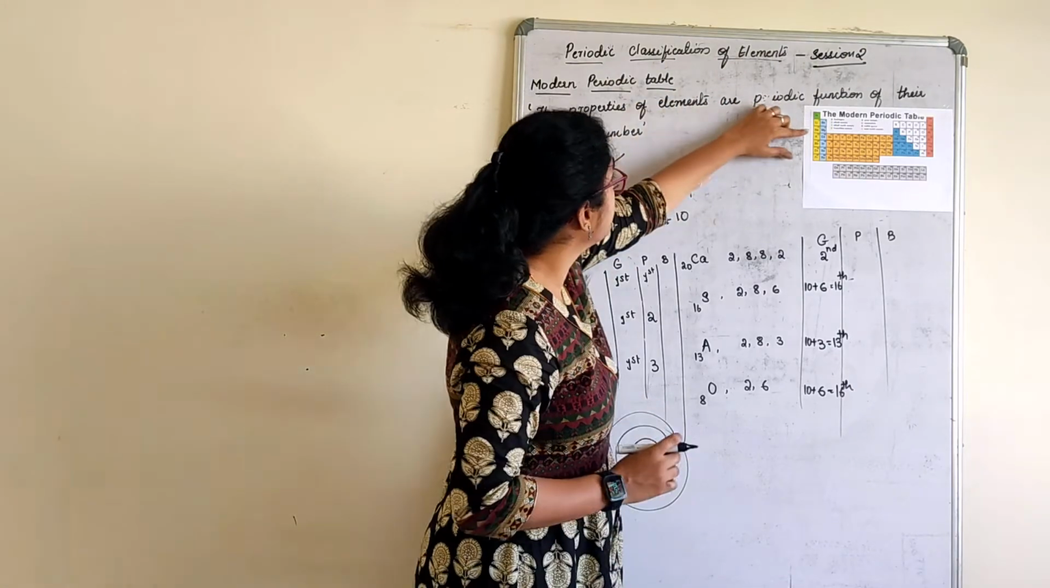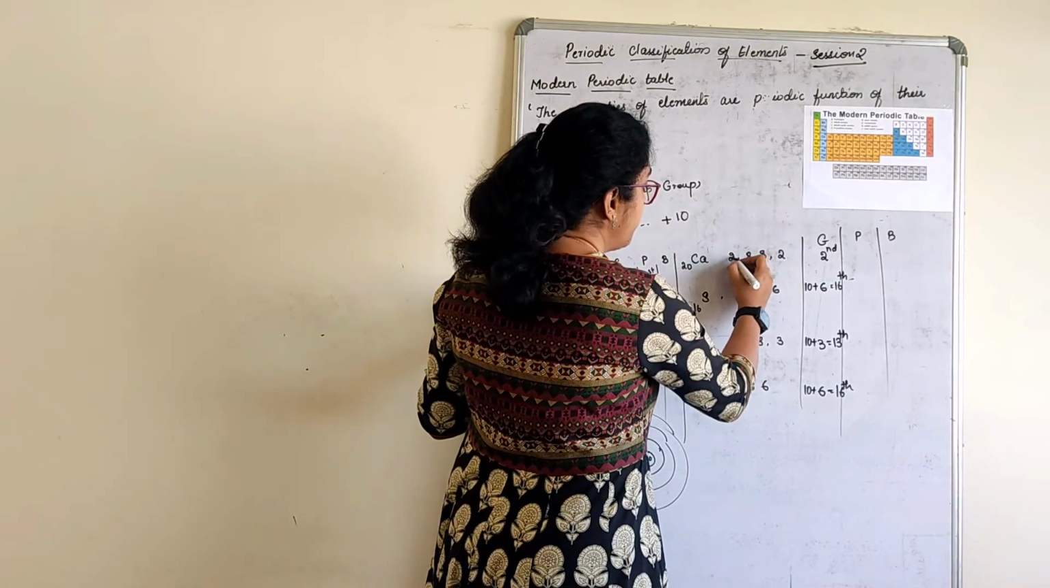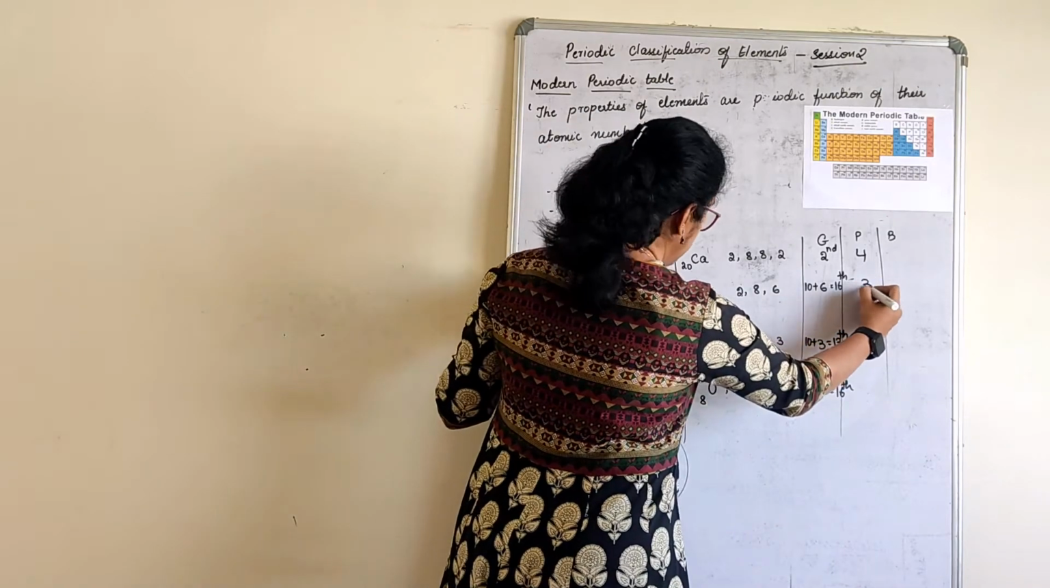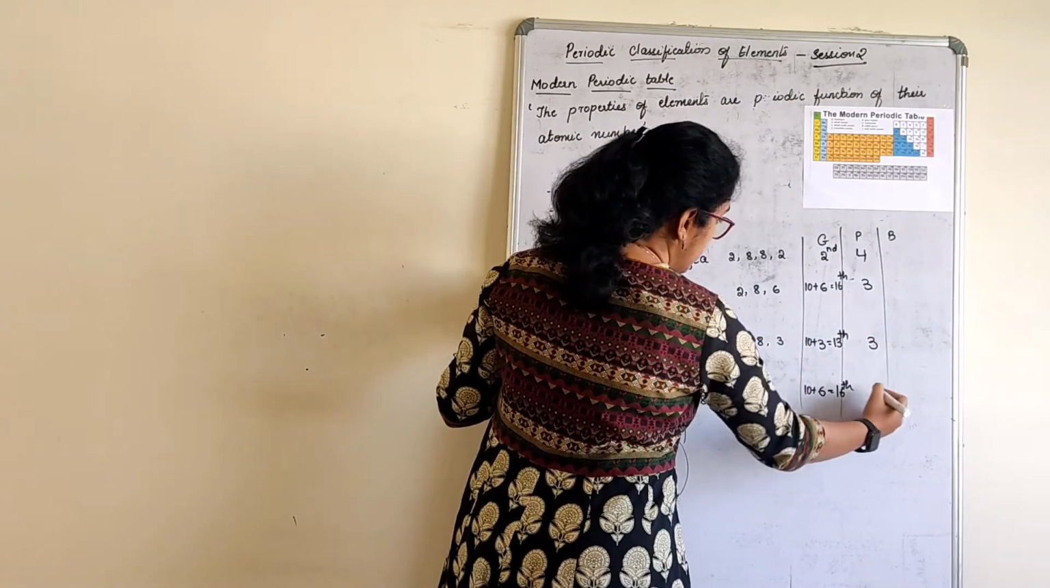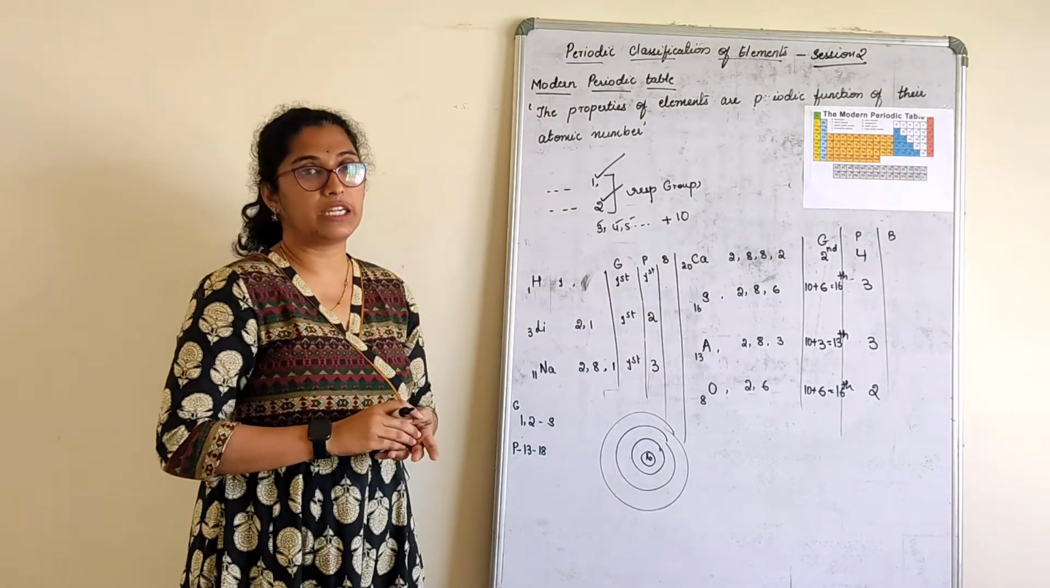Then we have sodium, third period. Correct. Next, let us check. Calcium, 1, 2, 3, 4, fourth period. Sulfur, third period. Aluminium, third period. Oxygen, second period. Just check with that. Check with your respective periodic table.